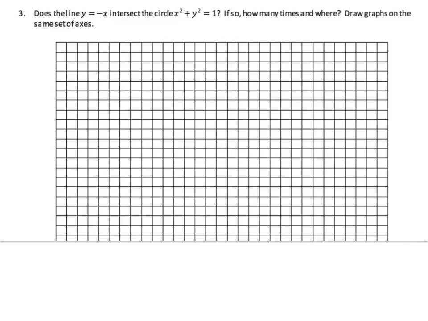Does the line y equals negative x intersect the circle x squared plus y squared equals 1? Oops, I'm blue. Oh well.